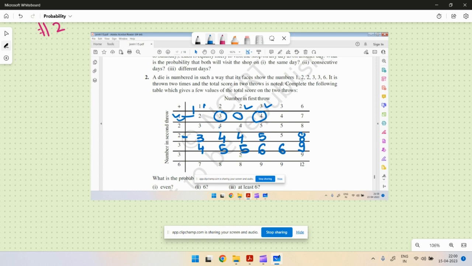So this is 3 plus 1, 4, 3 plus 2, 5, again 3 plus 2, 5, 3 plus 3, this is 6. 3 plus 3, 6 again, and 3 plus 6, this is 9. So this is the table which is completed.